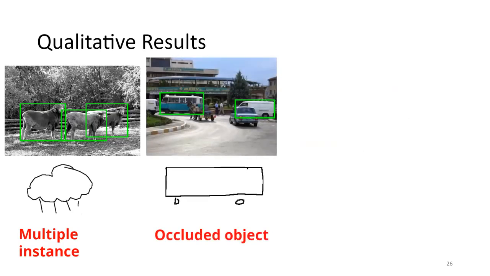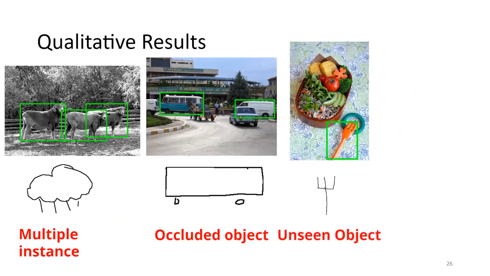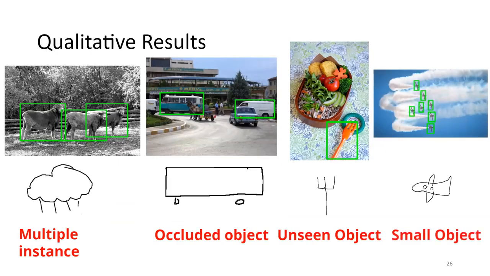Now I will show some interesting qualitative results. Our model is successful in localizing multiple instances of objects in an image, for example, sheep in this case, the occluded objects, for example, the right van, unseen categories, for example, the fork in this case, and the small objects.